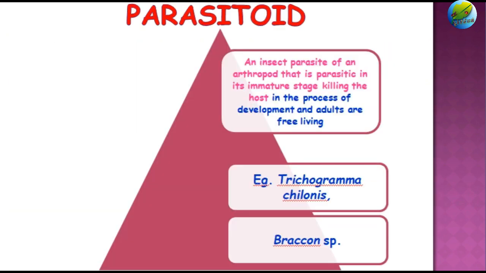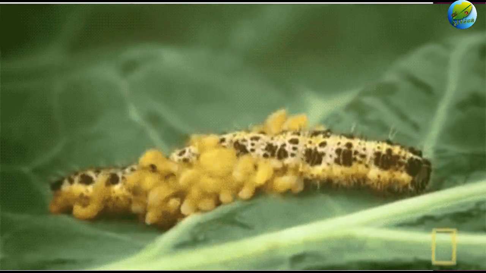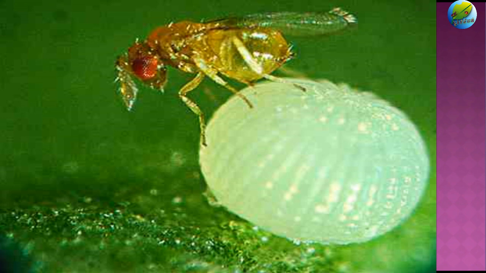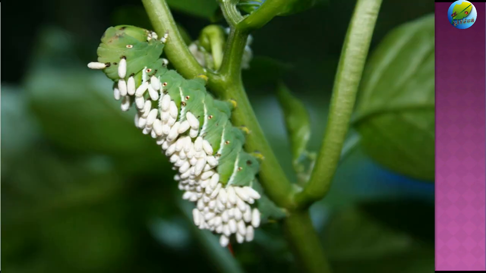Our next biotic factor is the parasitoid. It is an insect parasite of an arthropod that is parasitic in its immature stage, killing the host in the process of development, and the adults are free living. We must note the point that it is only parasitic in its immature stages, as the adults are always free living. Examples of parasitoids are Trichogramma chilonis, the egg parasitoid, and Bracon species, which is a larval parasitoid.